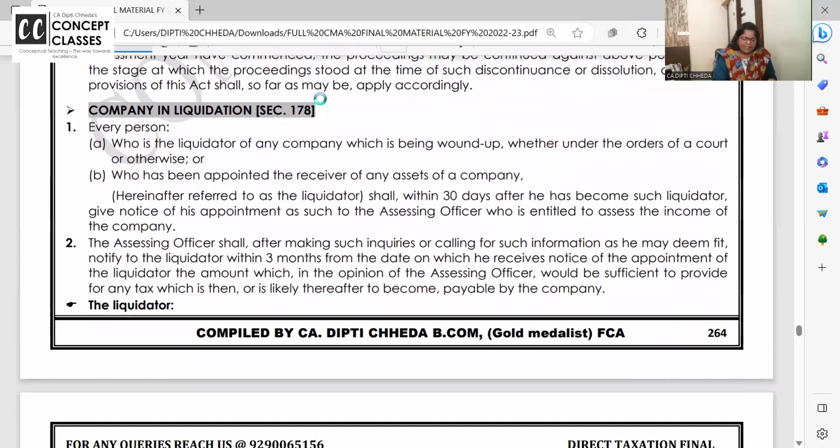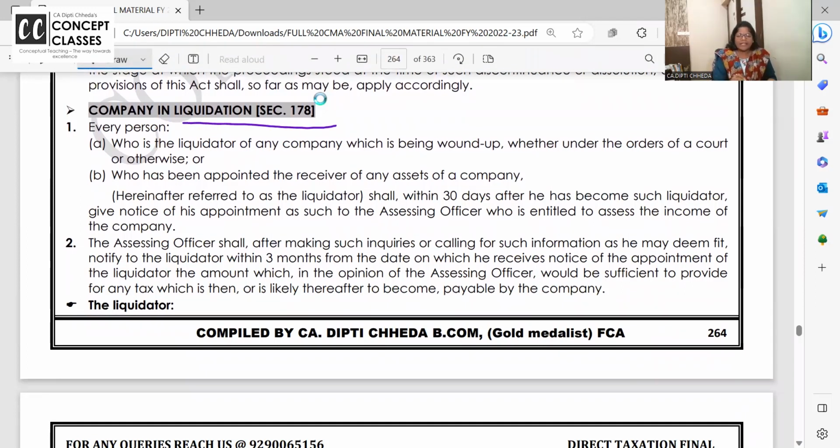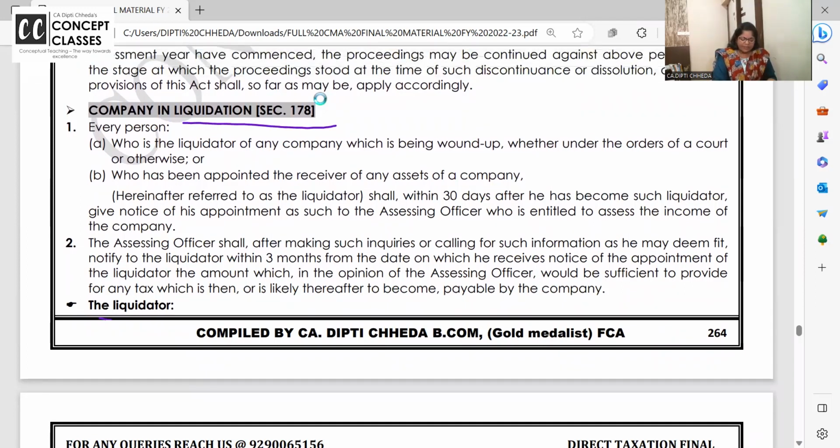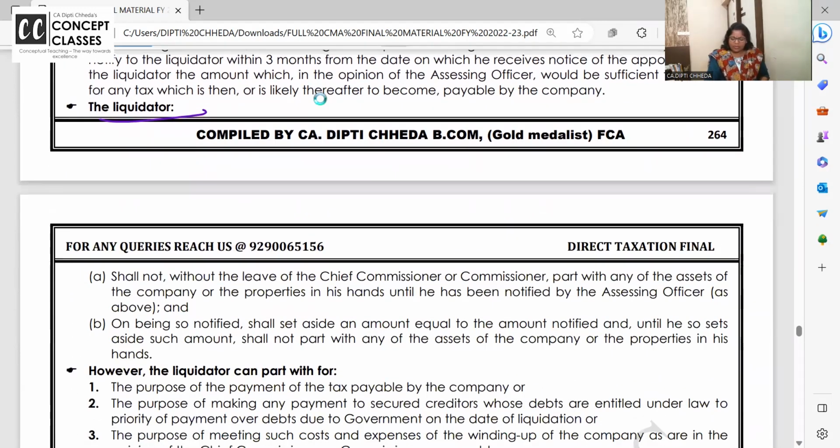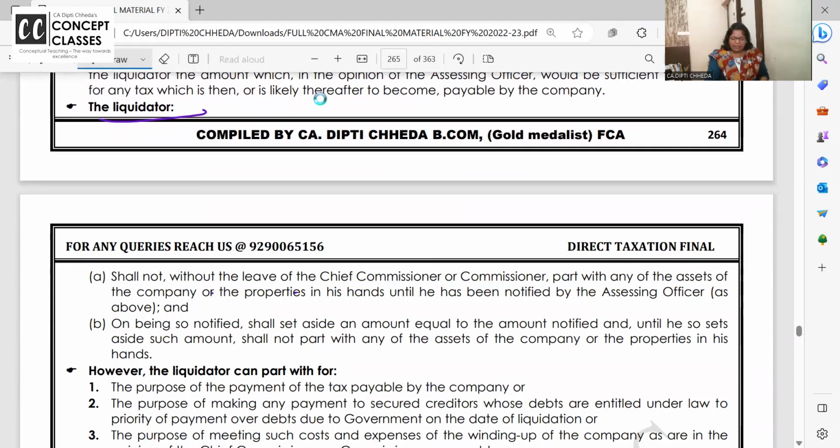Last one, in case of company, who is taking care of closing? Liquidator. So liquidator needs to inform the AO, Chief Commissioner and all. He shall not, without the leave of the Chief Commissioner, part with any of the assets. Okay, and he should set aside the amount which he has to pay.